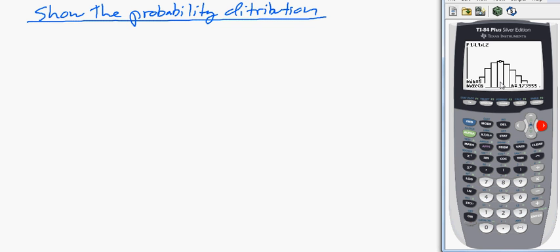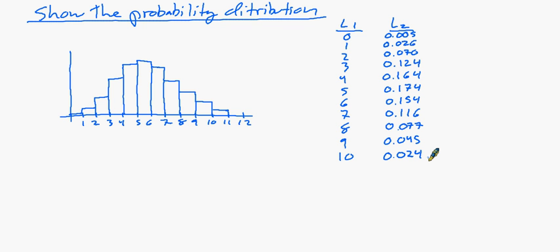So looks like the maximum probability is going to be finding 5 pieces, and the probability is about 17.4% chance of finding 5 pieces. And of course we can go over to 8, and there's our 0.077, or 7.7% chance of finding 8 pieces of metal. Here I've copied the information and the distribution.